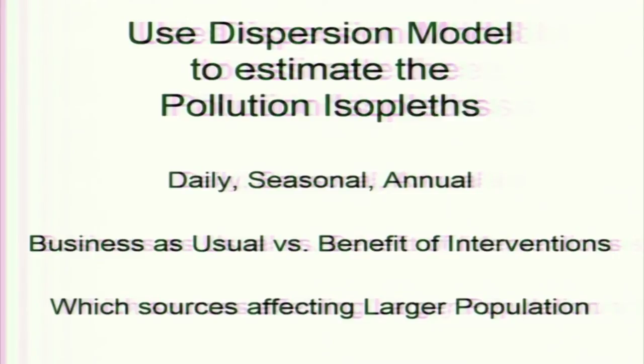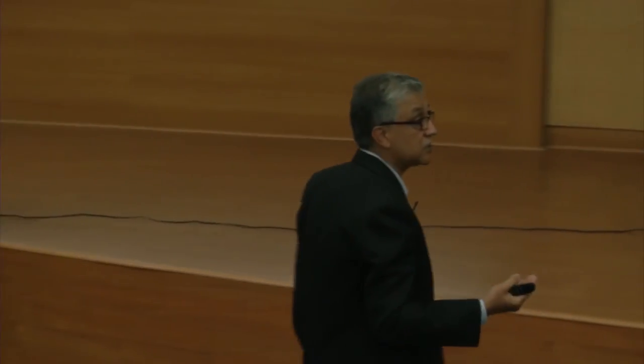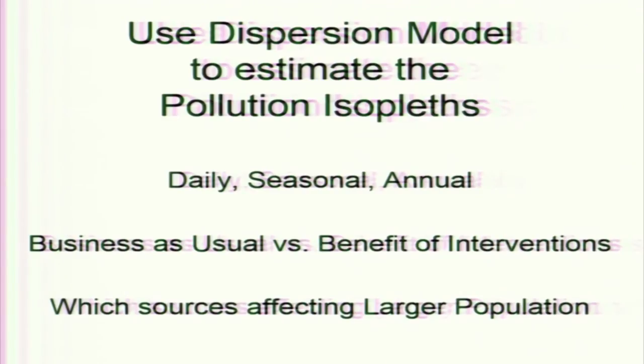Business as usual versus benefits from an intervention. As a decision maker, I would say, listen, if I shut down this industry, will it make a difference? Just go to the model and it'll tell you how much of a difference it'll make. Because, for example, in Chandrapur, they shut down the industry, and it still didn't make a difference to the air quality. Then why shut down the industry? Fair enough? Okay, good.